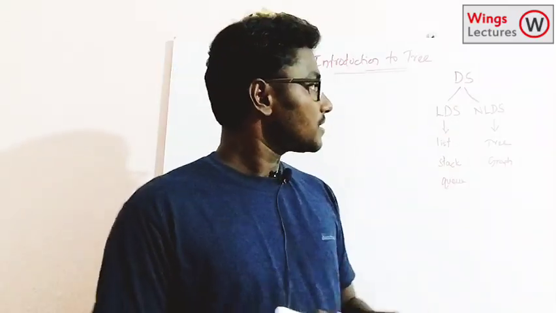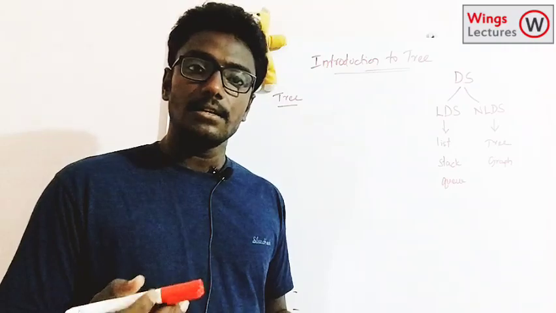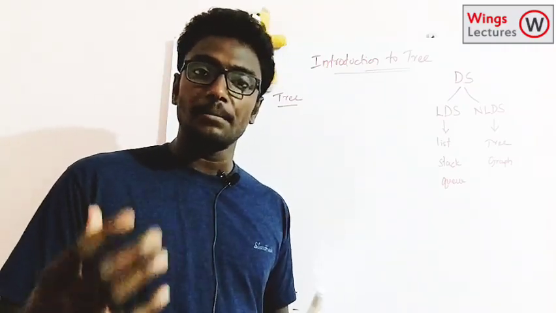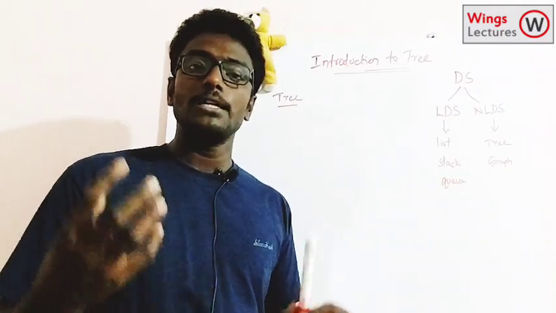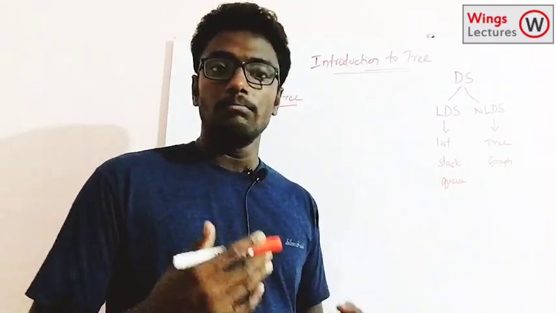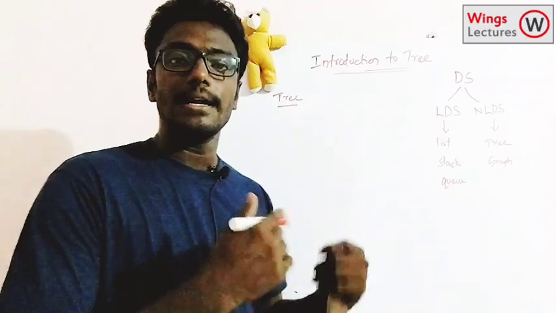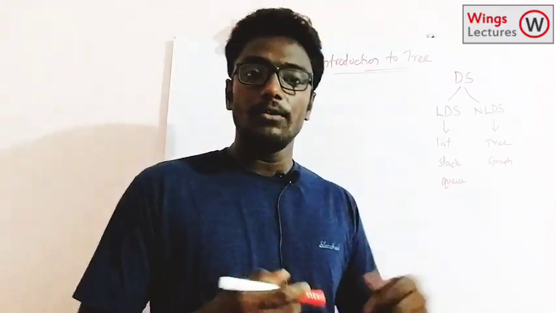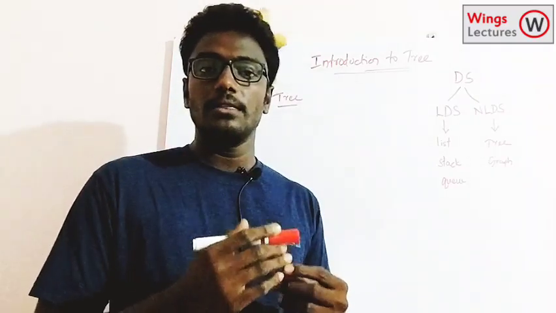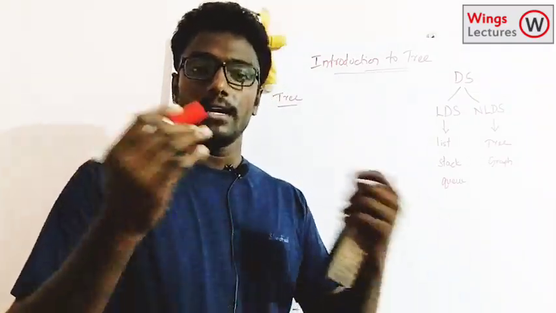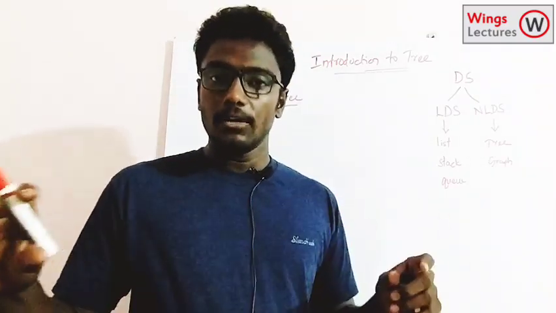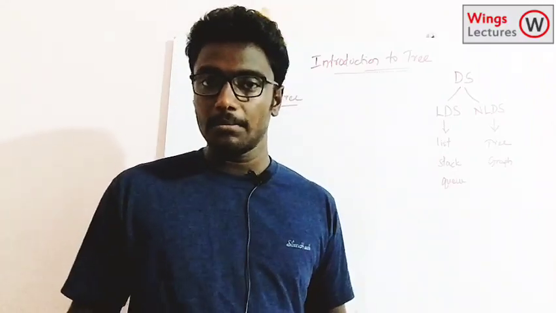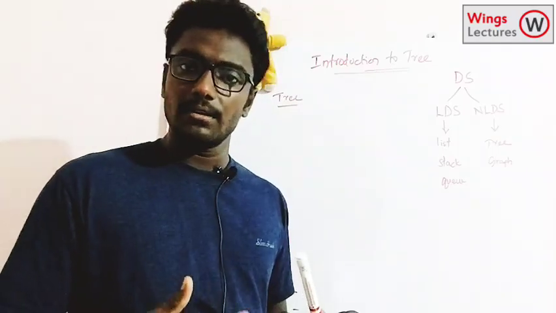First, what is a non-linear data structure? It is a collection of data or elements arranged by using a hierarchical method. It follows a hierarchy. For example, in colleges, under the principal there will be HODs, under the HODs there will be teaching faculty members, and after that there will be non-teaching faculty members. So this is the hierarchy, right?